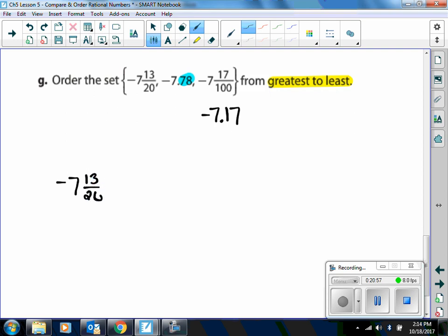Now, how do I change 20 to 100? Multiply by 5. Very good. So you're going to multiply by 5 in the denominator. And if you do that in the denominator, you have to do it to the numerator. Very good. That's supposed to be a dot there. Okay. So, when we multiply straight across, this is going to give us negative 7 and 65 hundredths. Very good. So now, this is my fraction, negative 7 and 65 hundredths. How do I write that as a decimal? Go ahead.